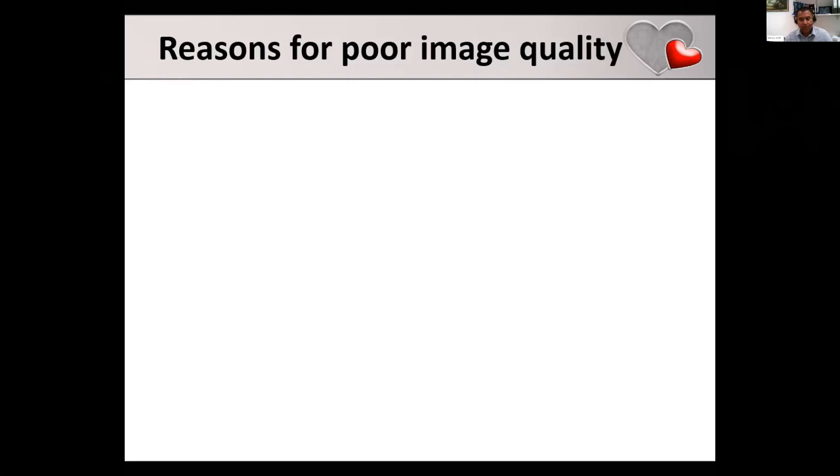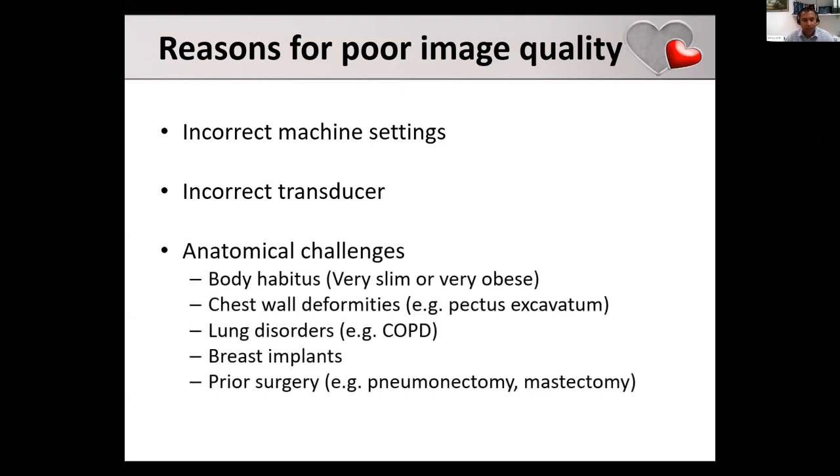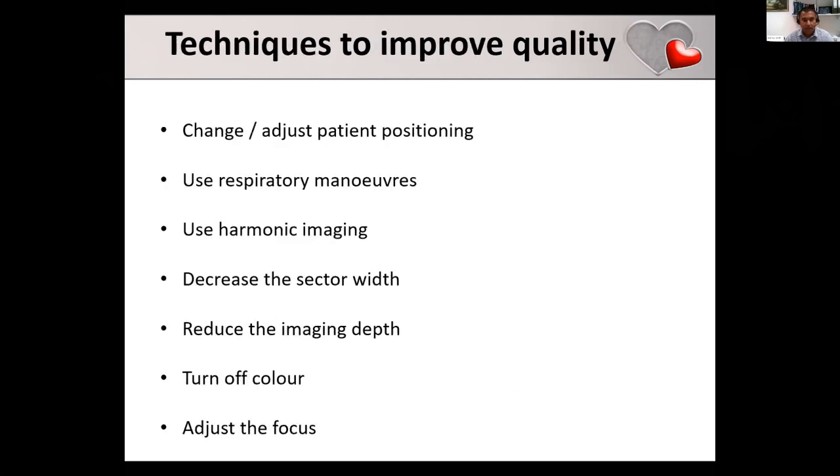So there are quite a few reasons why someone might have poor image quality when you're scanning them. Thankfully, it doesn't happen very often. You might be using incorrect machine settings. I've seen this only happen a couple of times, but the modern adult ultrasound transducers are getting so small that you might incorrectly pick up a pediatric transducer, so you need to make sure you've not done that. There can be anatomical challenges, and these are well known to you all, but there can be a number of anatomical reasons why transthoracic images without any contrast could be quite challenging.